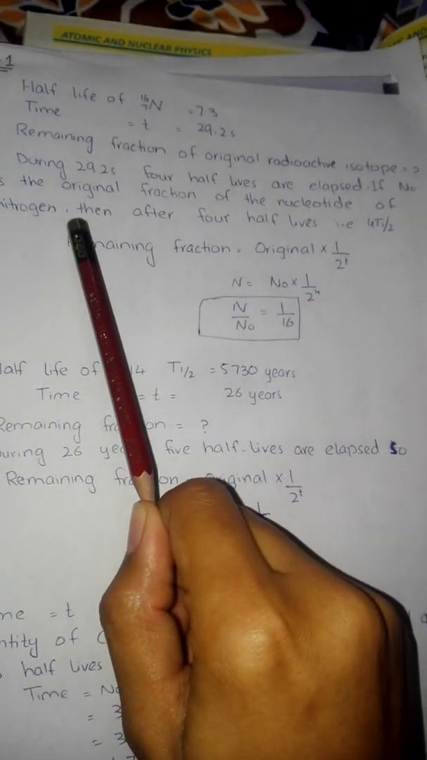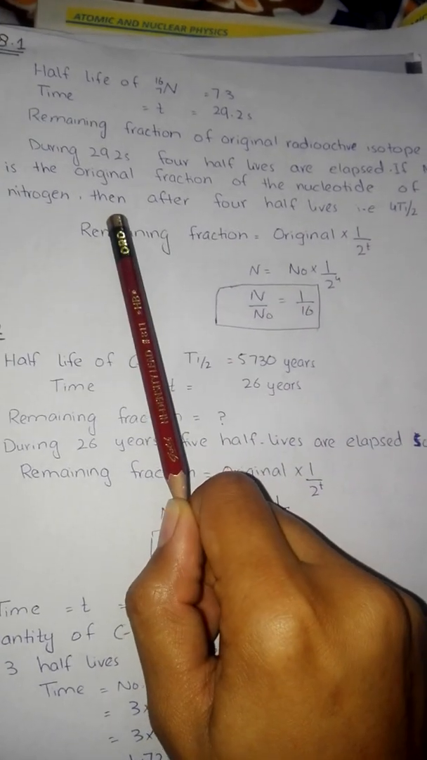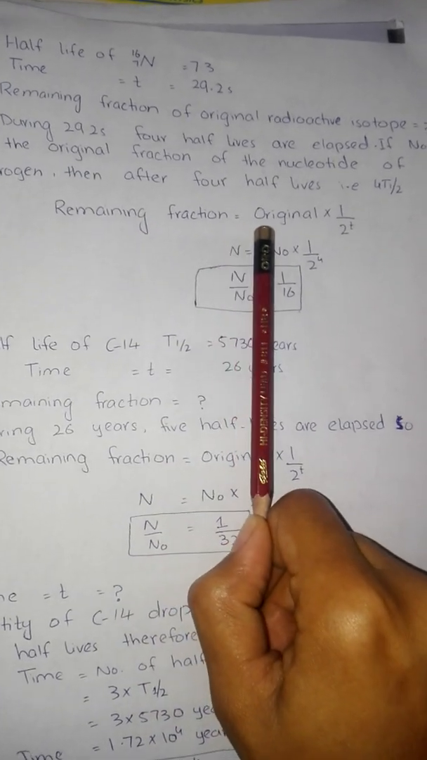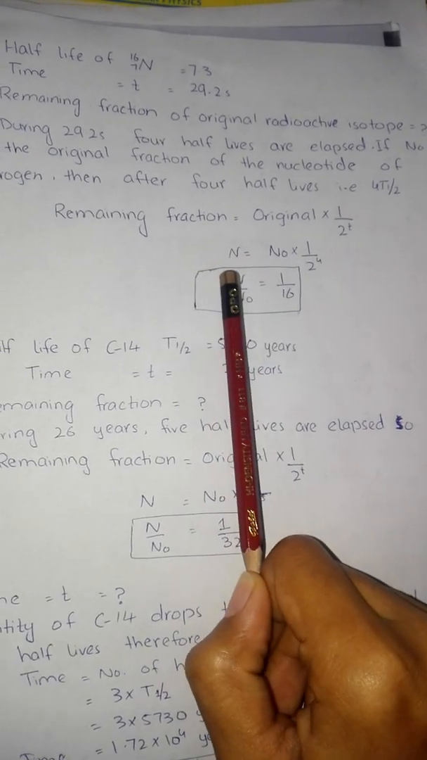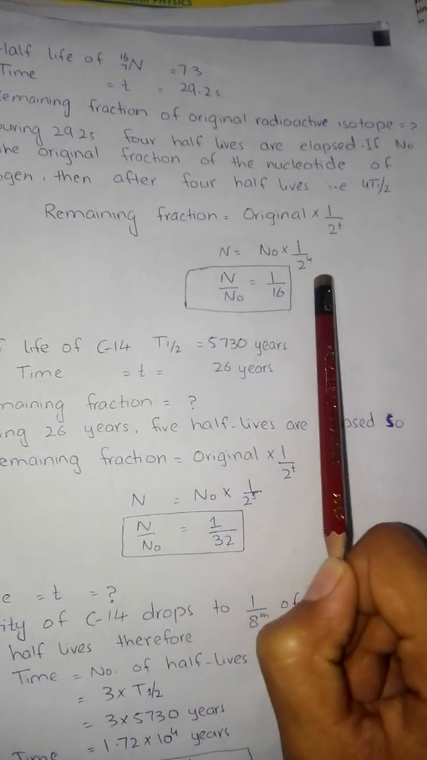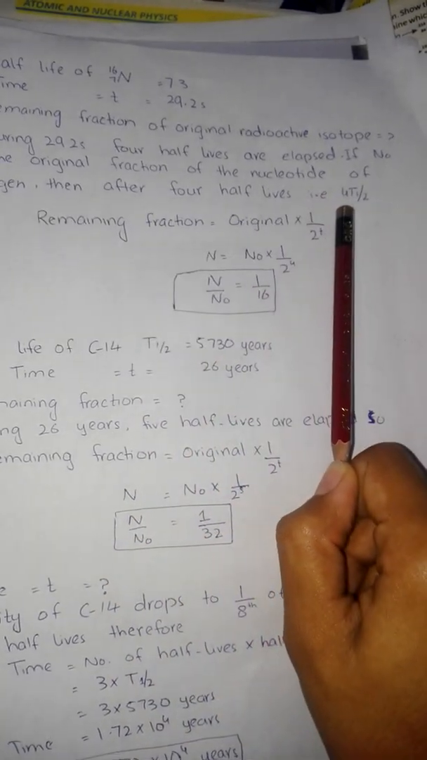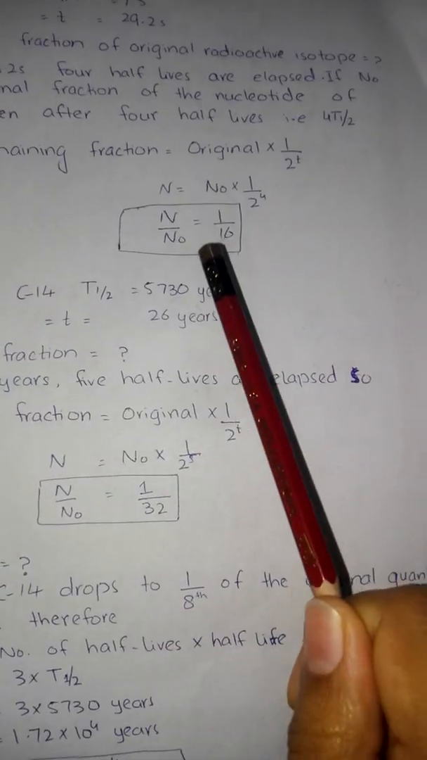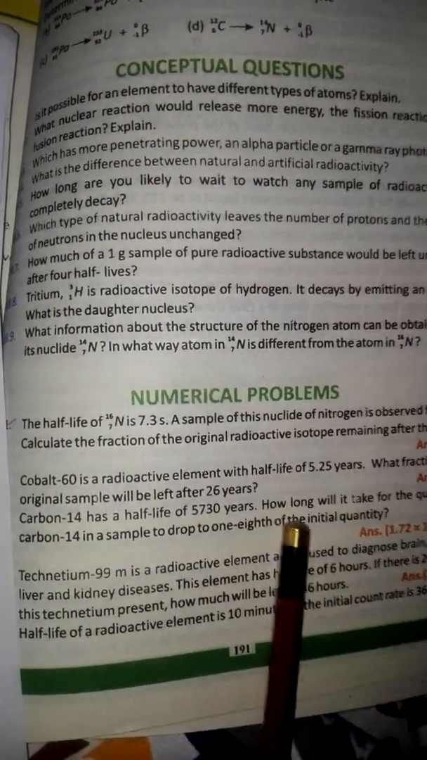If N naught is the original fraction of the nuclide of nitrogen, then after 4 half-lives, that is 4t1/2, remaining fraction is equal to original into (1/2) raised to power t, and remaining fraction we will denote with N, and for original there is N naught, and the power is 4, because we talk here about after 4 half-lives, and we write it in this way. So N over N naught is equal to 1/16.